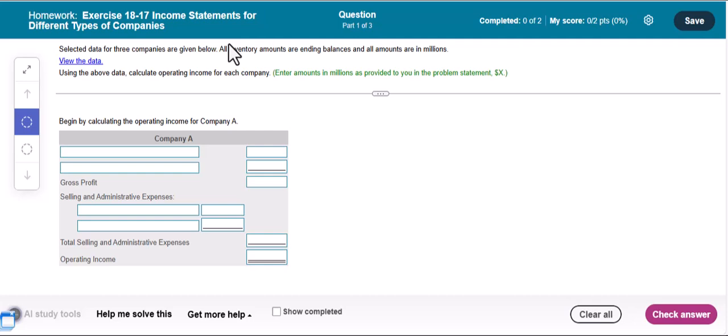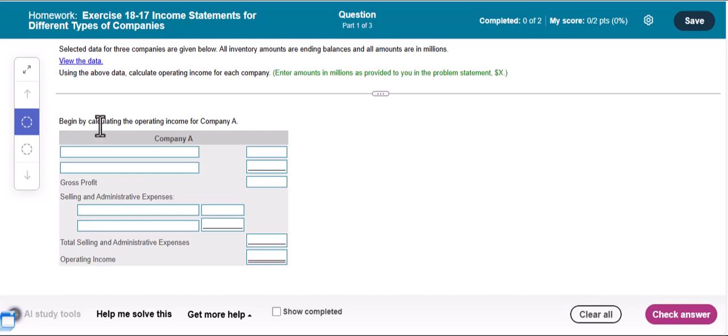Exercise 18-17, Income Statements for Different Types of Companies. Selected data for the 3 companies are given below. All inventory amounts are ending balances and all amounts are in millions. So we can view the data here, and then using the above data, calculate the operating income for each company. Enter amounts in millions as provided to you in the problem statement.